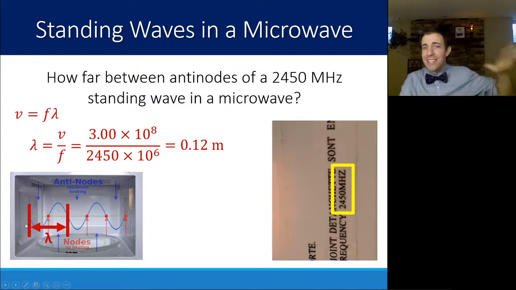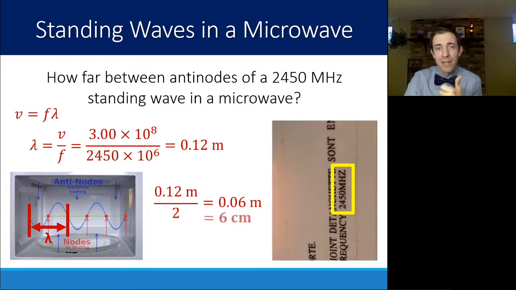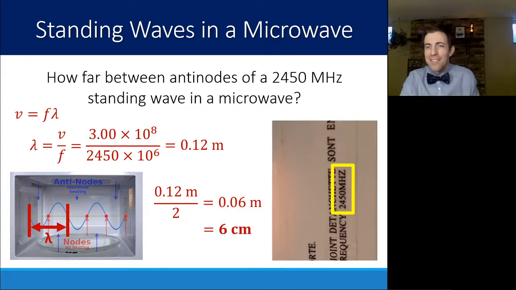But that is not the distance between antinodes or between nodes. Between antinodes or nodes, that would be half of that distance. So we can take that divided by 2 and find that 0.06 meters is the spacing between hot spots or cold spots in this microwave, which equates to about 6 centimeters.